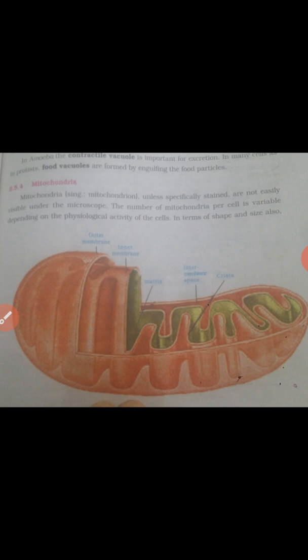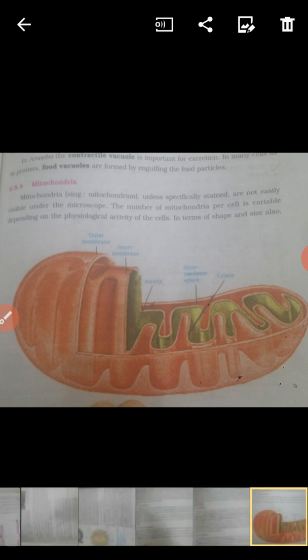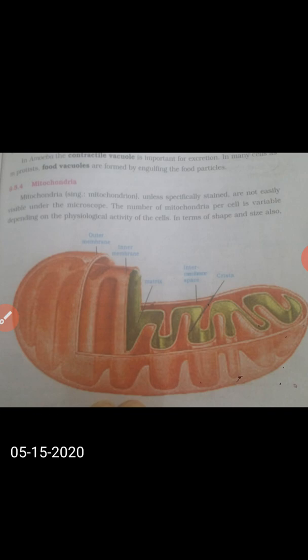As you can see in the diagram of mitochondria, you can see the outer membrane, inner membrane, the matrix, the cristae, the inner space. Mitochondria is a double membrane organelle. As you can see, the outer membrane envelopes the inner membrane. The inner membrane has infoldings called cristae.